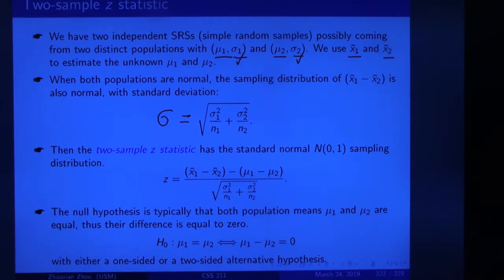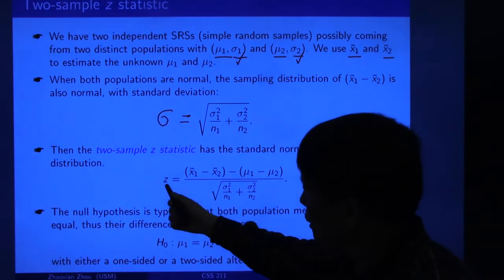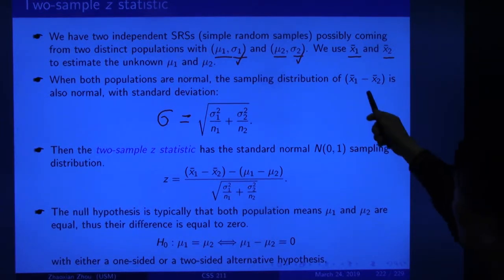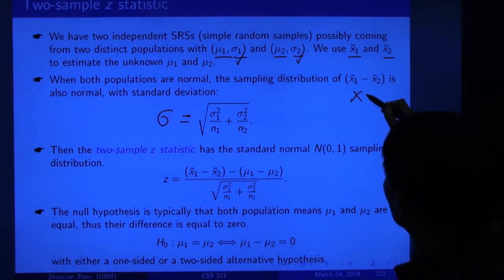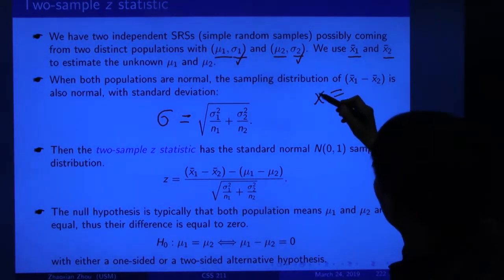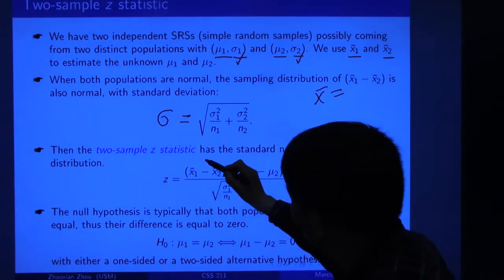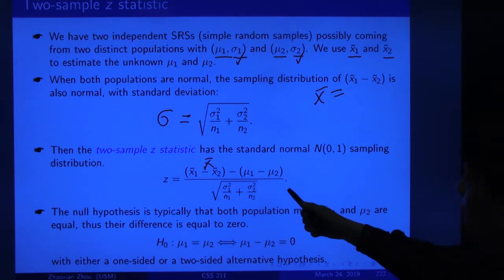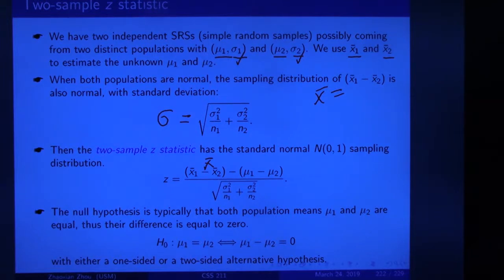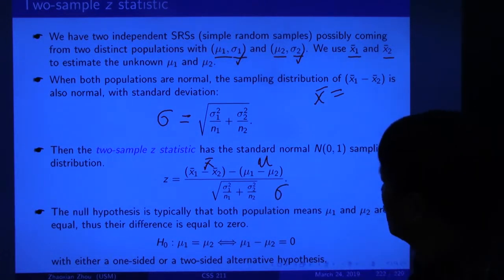The next step is we need to standardize the normal distribution of the difference. We construct a z-score because, as we said, we are interested in the difference. So x bar equals x1 bar minus x2 bar, and mu1 minus mu2 is the difference between the two unknown population means. So this is the mu. And this one here is the standard deviation.